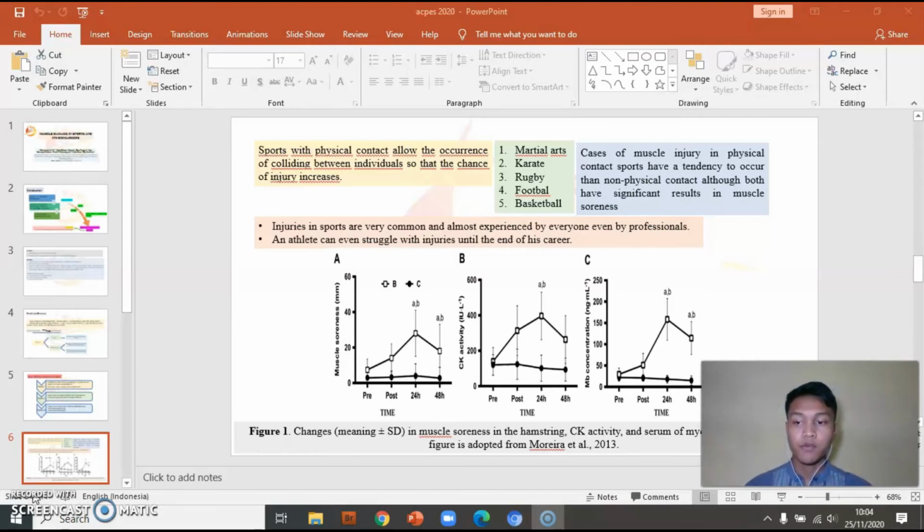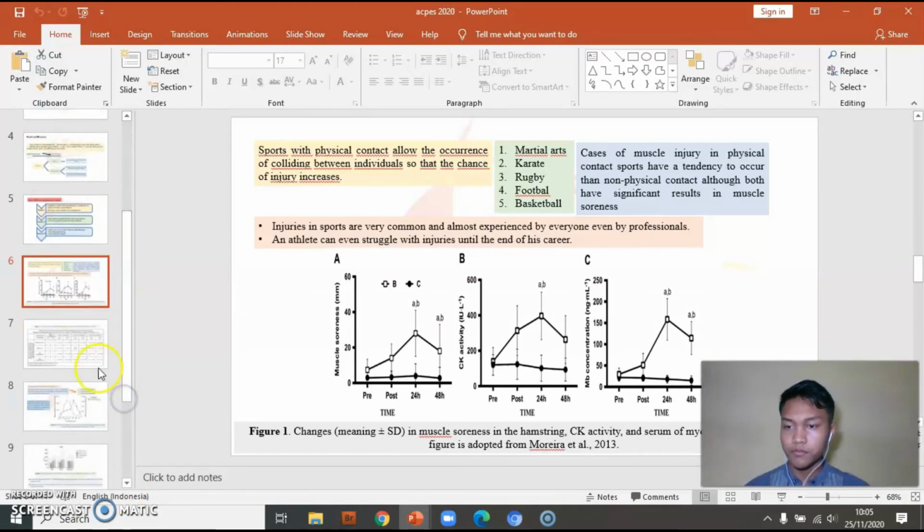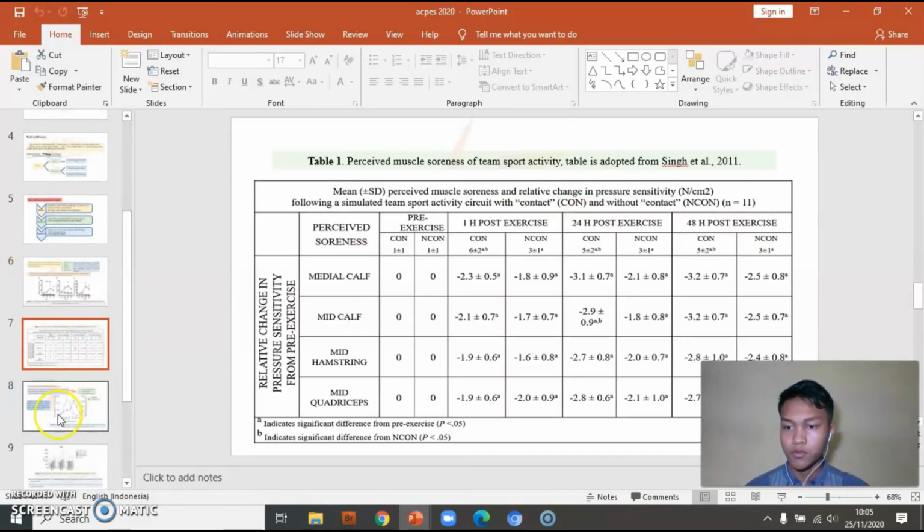Okay, so next page. Okay, this page, table 1, perceived muscle soreness of team sport activity. Table is adopted from Scene.